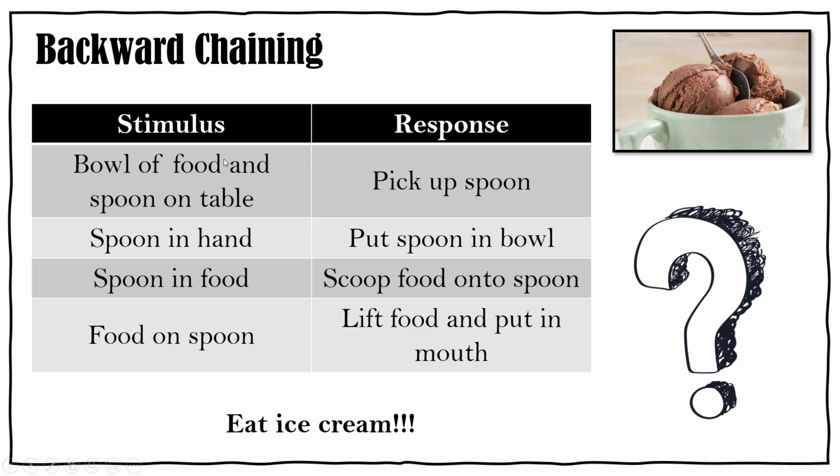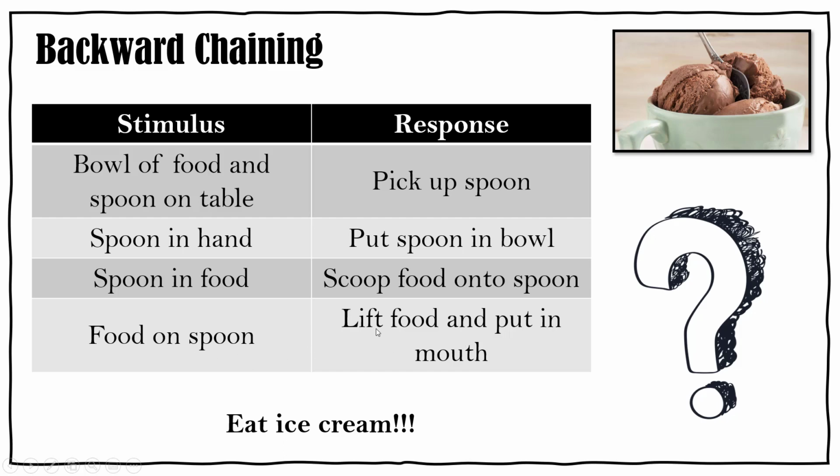So the stimulus is we have a bowl of food, a spoon on the table, pick up the spoon, the spoon's in our hand, we put the spoon in the bowl, the spoon's in the food, we scoop the food onto the spoon, we hold the food on the spoon, and then we lift the food and put it in our mouth. And the reinforcer for that is we get to eat the ice cream. So I want you guys to think about how you would do backward chaining with this example. And so the answer is that you would physically prompt each of these responses typically, and then you would start to fade your prompt for this last step.